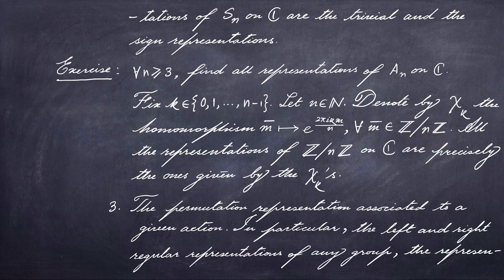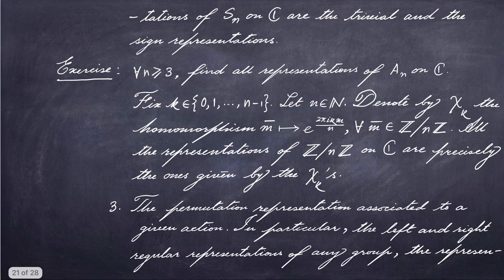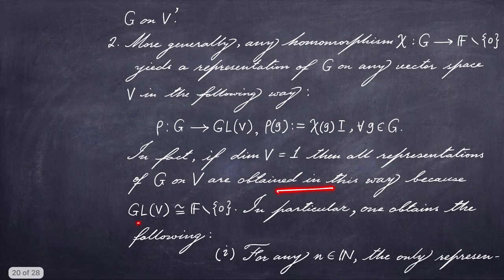And it's also easy to see that all representations of Z modulo nZ on C are precisely the ones given by the chi k. That is, if you consider any arbitrary representation of Z modulo nZ on C, it has to be some chi k. That is quite clear. So this is what we obtain as a special case of this.